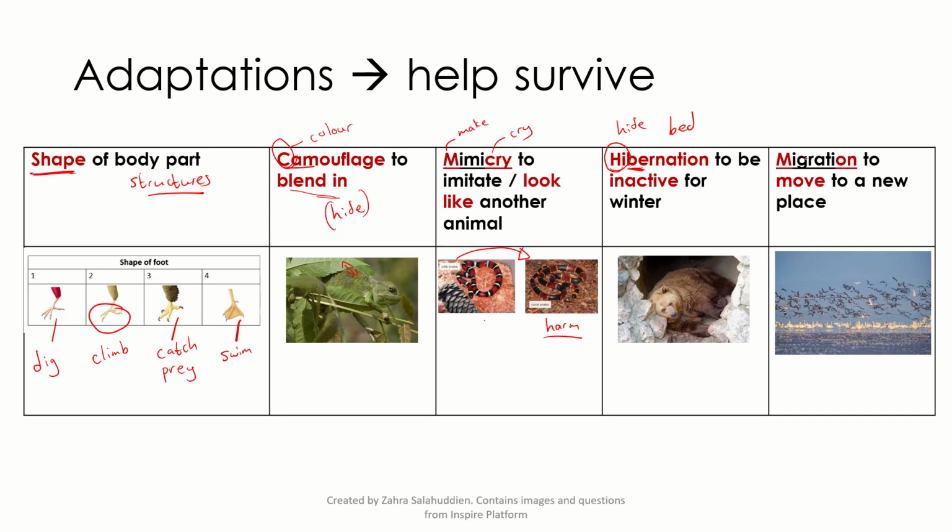And the last one, migration. Migration, the animals are moving on. They're moving on to a new place. They do this because maybe they need to find a warmer place to live. They cannot survive the winter, or they need to find food or water, or they need to reproduce to lay their eggs.